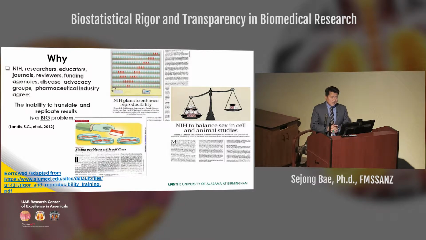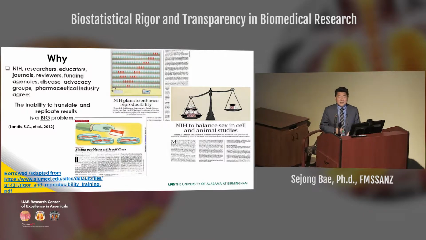For NIH and a lot of other agencies, the problem was that they were not able to translate and replicate results. That became a big problem, including for the journals. Nowadays, they want the actual data set and the coding of the software that you've used, because they were not able to reproduce the results. Some of these slides are borrowed from SIU Medicine, which had a training series on rigor and reproducibility, and there is a lot of documentation produced by the NIH.